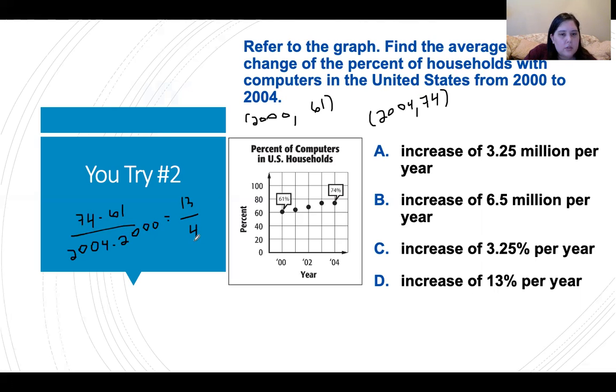And so 13 over 4 is a little bit more than 3. And it's increasing, and we're counting by percents. So 3.25 per year. And the reason I knew it was percents was because it did say percents here, and we weren't counting per million. So that is very important to keep a note of. That can be a hint when you're looking at multiple choice problems.